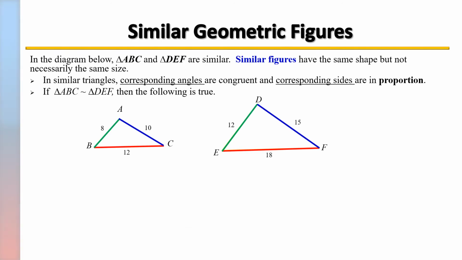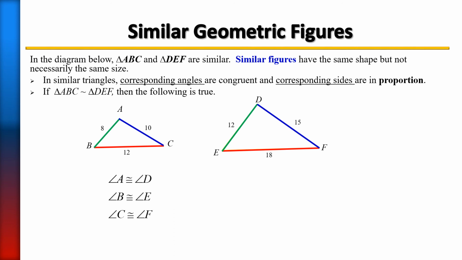In the diagram below, triangle ABC and triangle DEF are similar. Similar figures have the same shape, but not necessarily the same size. In similar triangles, the corresponding angles are congruent, and the corresponding sides are said to be in proportion. So if angle A of triangle ABC is congruent to angle D of triangle DEF, then the following is true.